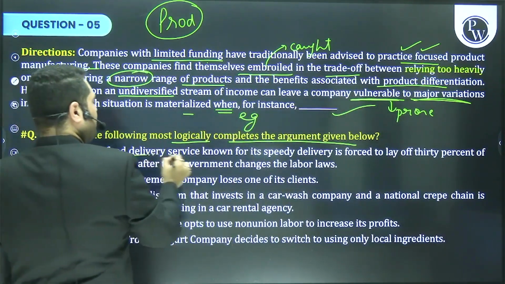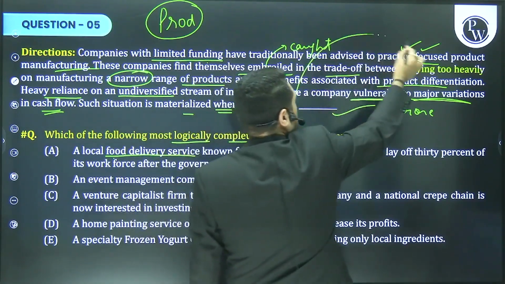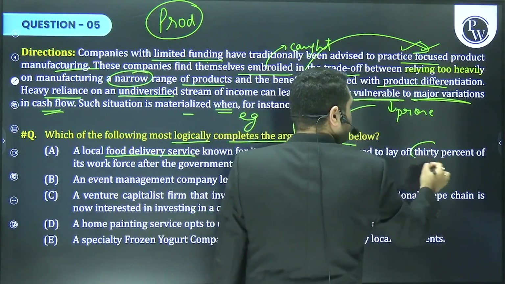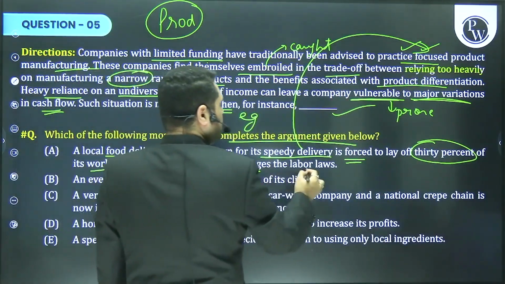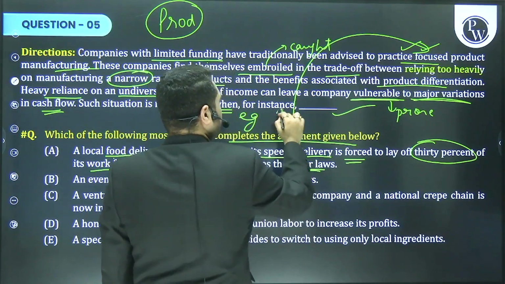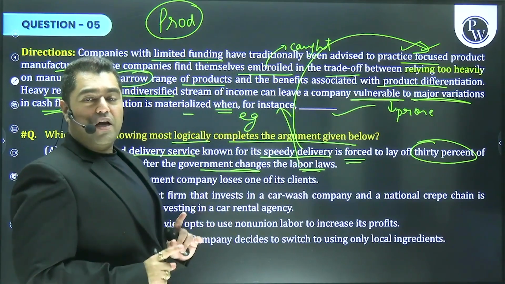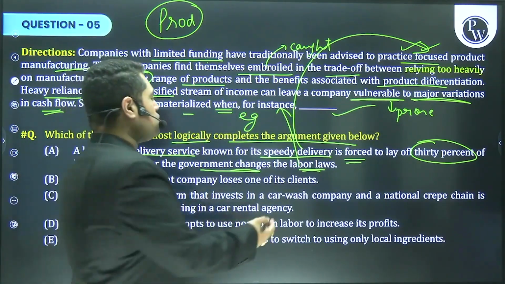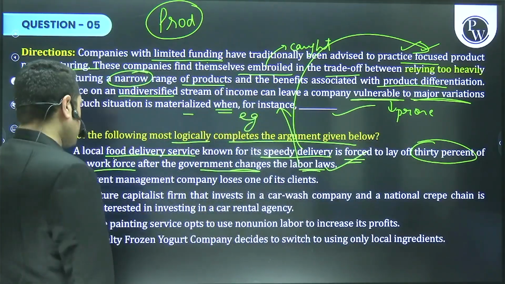A. Local food delivery service known for its speedy delivery. This is a single product. Forced to lay off 30% of its workforce after the government changes labor laws. Oh my god, definitely cash flow is impacted. It only does food delivery, single product. Government said sorry, 30% gone, nobody to deliver. This option is beautiful. Done. But wait, let's look at the others.